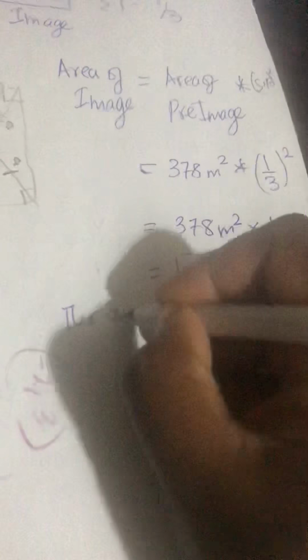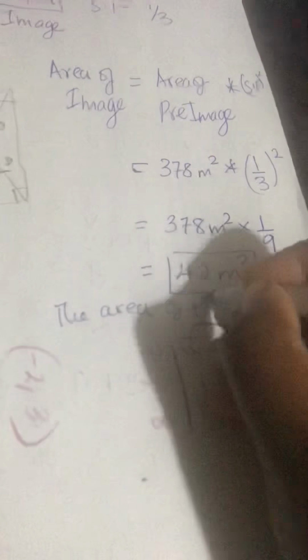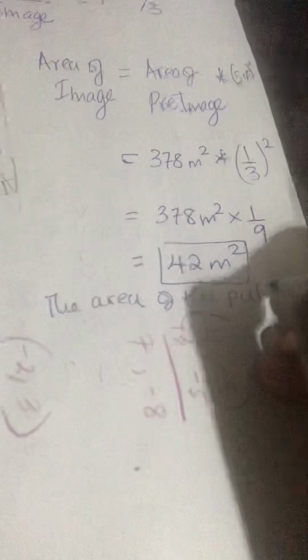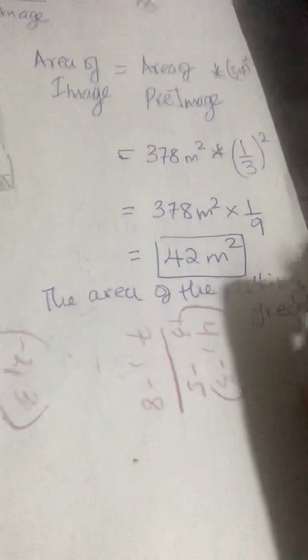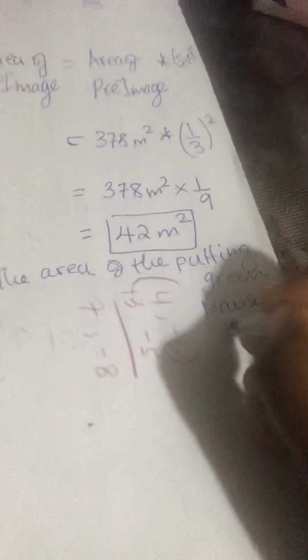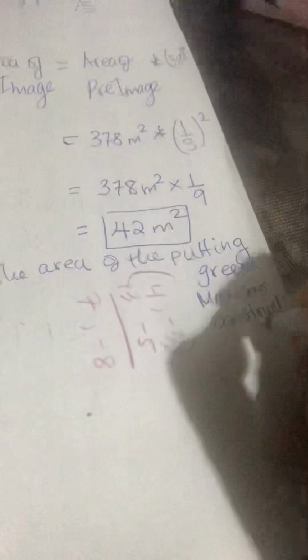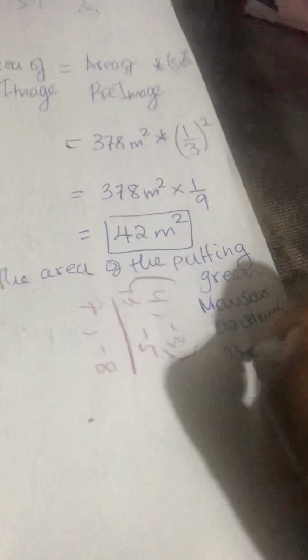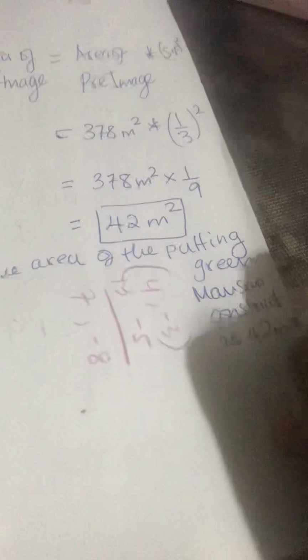The area of the putting green Mansoor constructs is 42 meters squared.